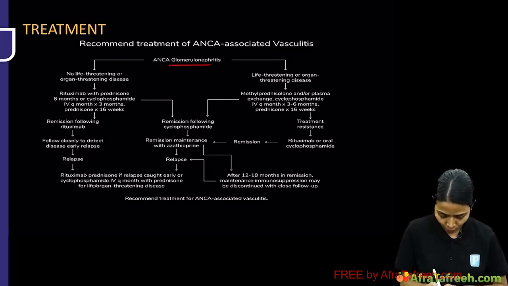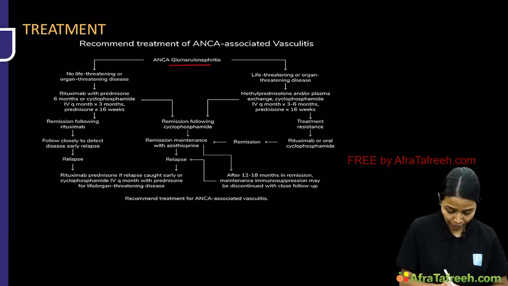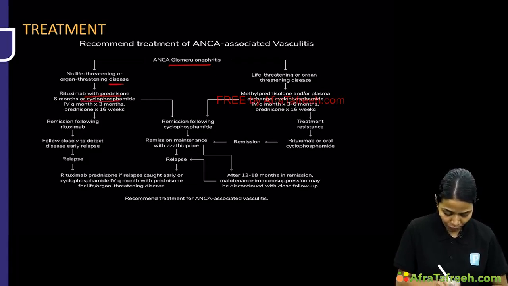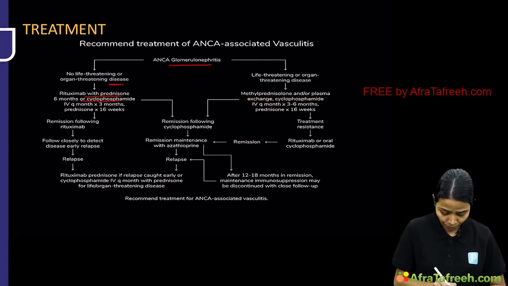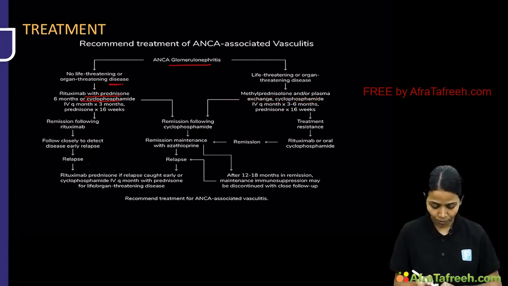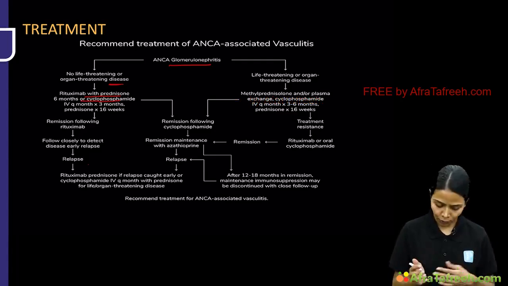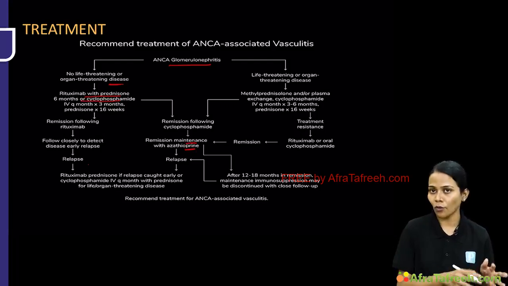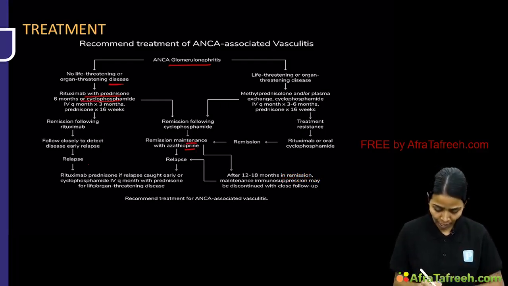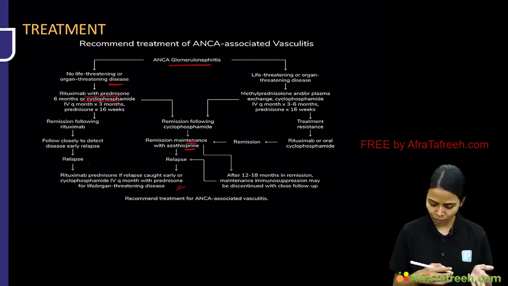If the patient has ANCA glomerulonephritis, considered non-life-threatening or non-organ-threatening disease, then you consider rituximab with prednisone, or 6 months of cyclophosphamide with steroid. If there is remission following rituximab, follow closely to detect relapse, and if there is relapse, you give rituximab with prednisolone, if caught early. If it's late, then it's cyclophosphamide. Similarly, if there is remission following cyclophosphamide, you continue maintenance with azathioprine, just like how you will follow maintenance with rituximab, here with AZA. And then if it's relapse, the same thing, you continue the same protocol.